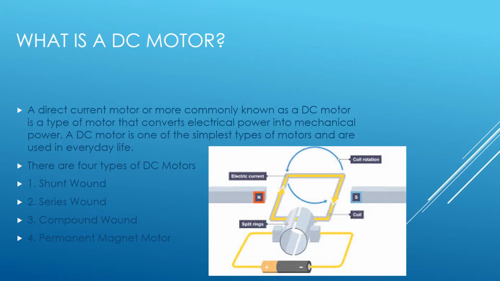What is a DC motor? A DC motor is a direct current motor, or commonly known as the DC motor. It is a type of motor that converts electrical power into mechanical power. A DC motor is one of the simplest types of motors and are used in everyday life. There are four main types of DC motors: the shunt wound motor, the series wound motor, the compound wound motor, and the permanent magnet motor.